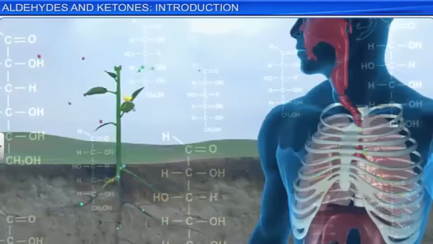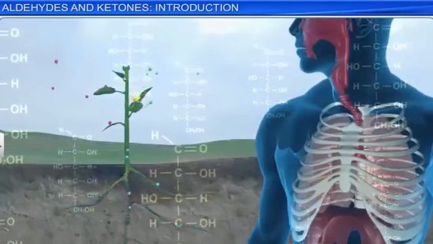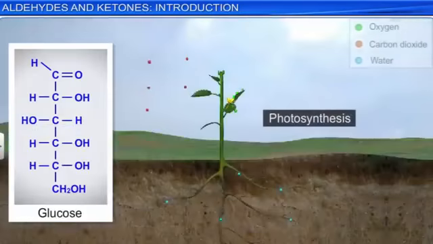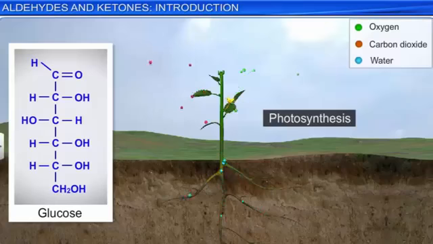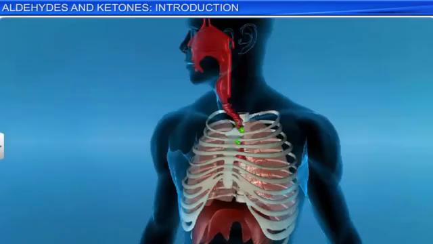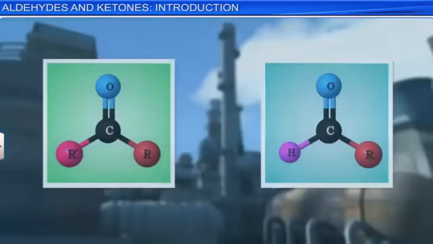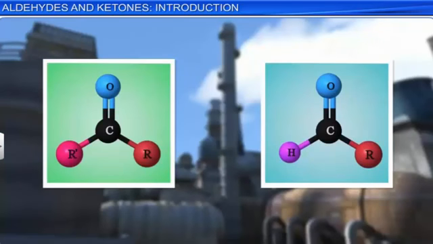Aldehydes and ketones both find significance in several biochemical processes. For example, glucose, a polyhydroxyaldehyde, is the chief product in photosynthesis. Respiration, which takes place via the combustion of glucose, is associated with the liberation of energy. Thus, it is the ultimate source of energy in plants and animals. These compounds have considerable industrial significance. They are used as solvents and as starting material for the synthesis of several other products.